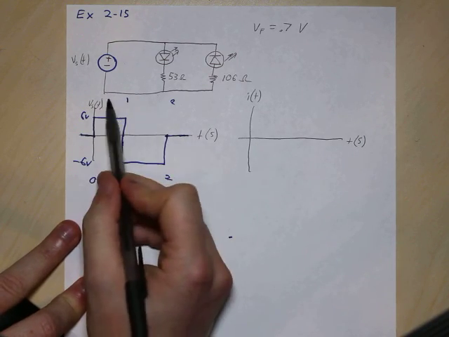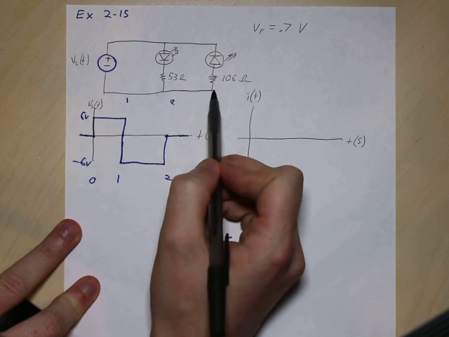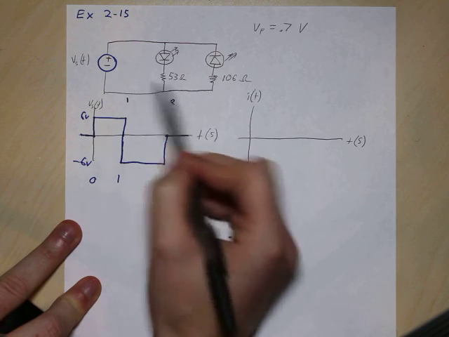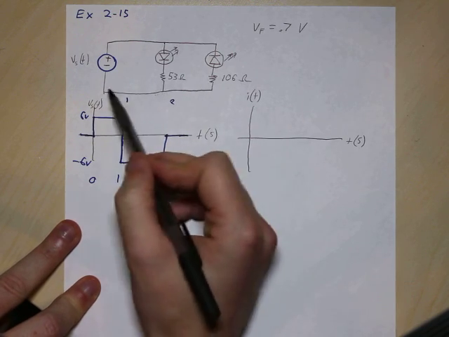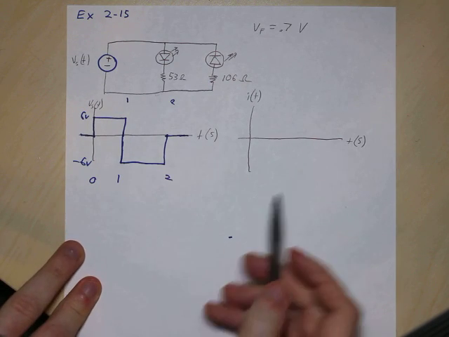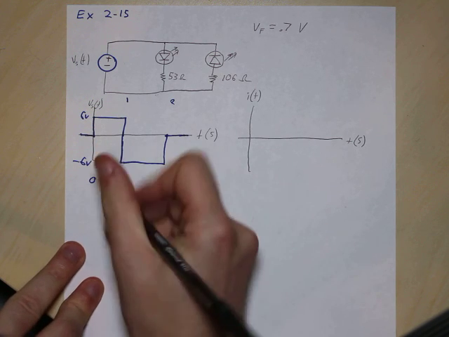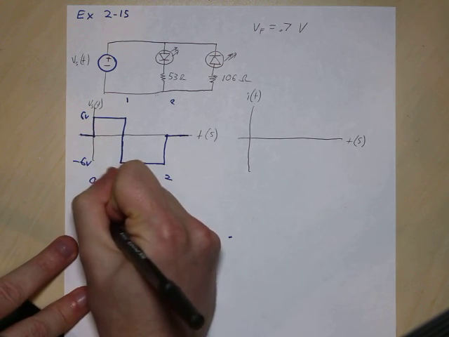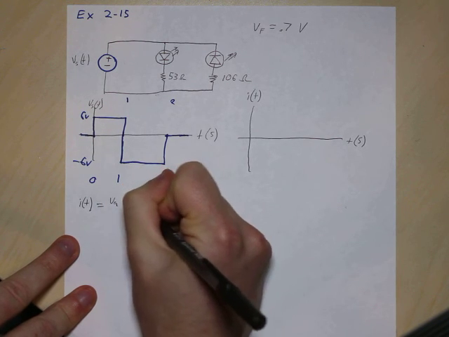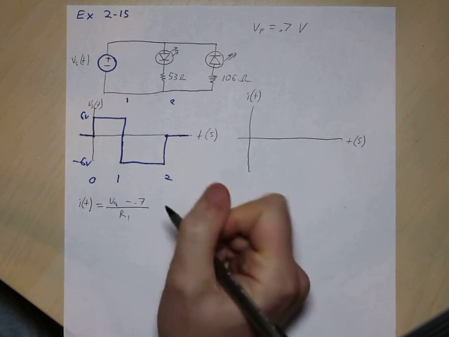Because as this goes, the current is going to change because there's less resistance here and more resistance here. And so the current being delivered to this circuit is going to be different depending on which direction it goes, if this is positive up here or if this is positive down here. And so what we're going to do is solve through. So I of t equals VA minus 0.7 divided by R1.